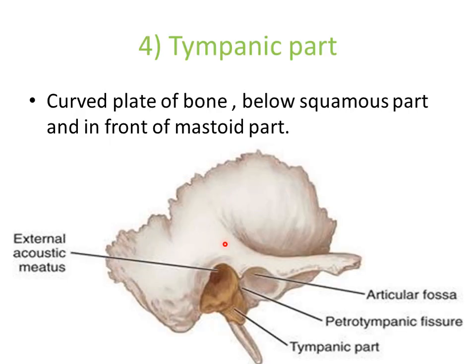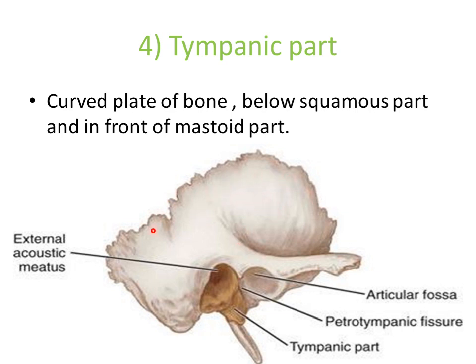The tympanic part is the curved plate of bone. So this is the tympanic part, which is marked in a brown shade. It is situated below the squamous part.